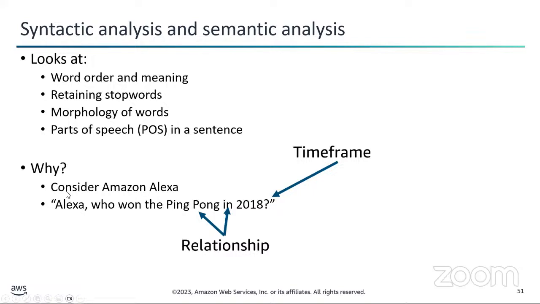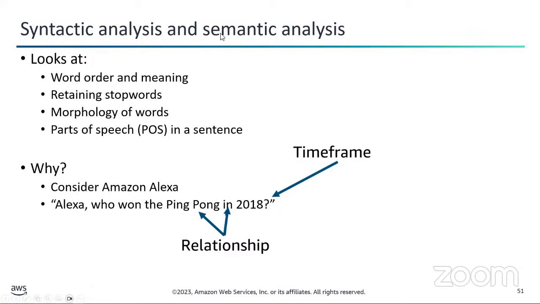So for example, consider this Amazon Alexa. When you say, Alexa, who won the ping pong in 2018? It's trying to understand, okay, 2018, you are referring to a year, a time frame. And then it creates the relationship, the ping pong in, so it's creating a relationship. Okay, so this is called syntactical and semantic analysis.